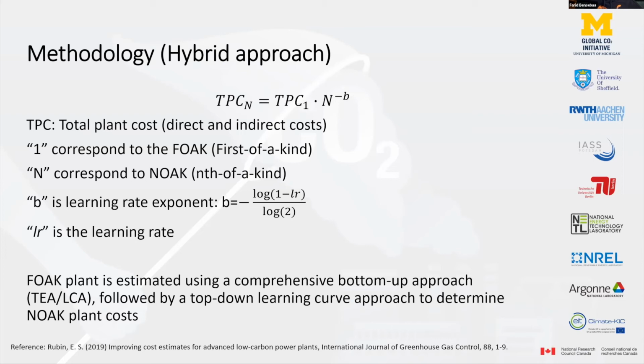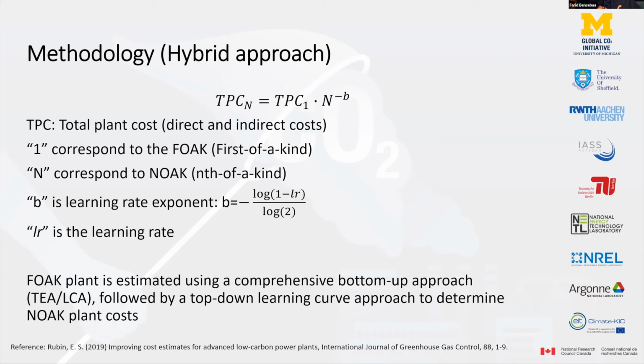Why do we call it hybrid? Basically, the first of a kind will be estimated using more or less conventional cost analysis. We're using a bottom-up approach, and we then use the combined learning rate to estimate the total plant cost of the nth plant.